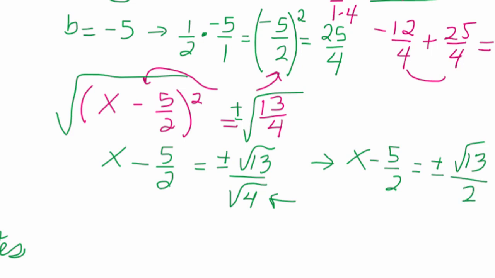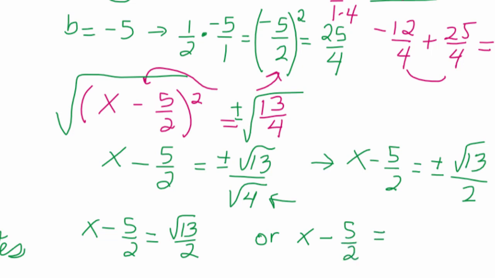And now we have two equations to solve. So the first equation will be x minus 5/2 equals a positive square root of 13 over 2, or x minus 5/2 equals a negative square root of 13 over 2.